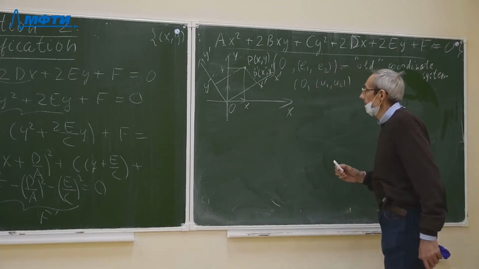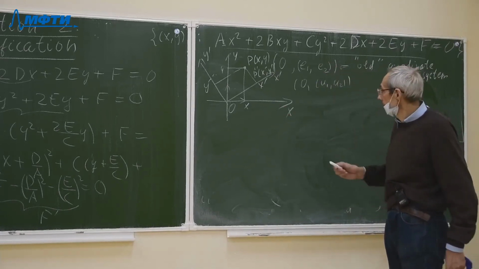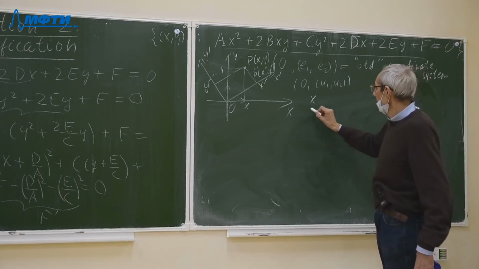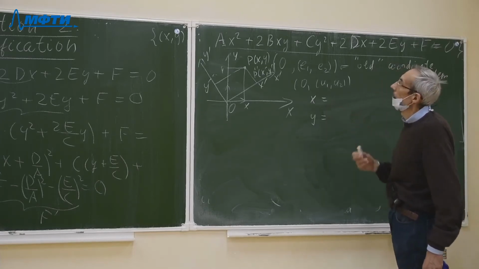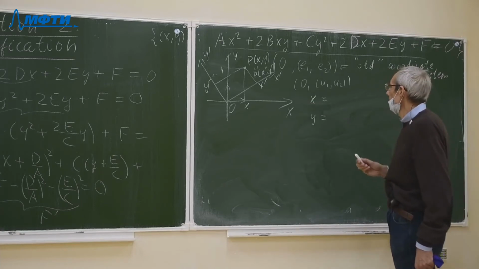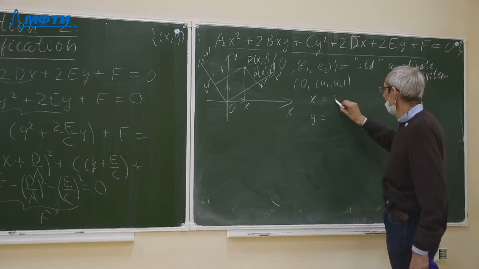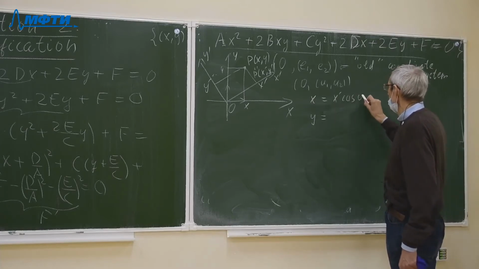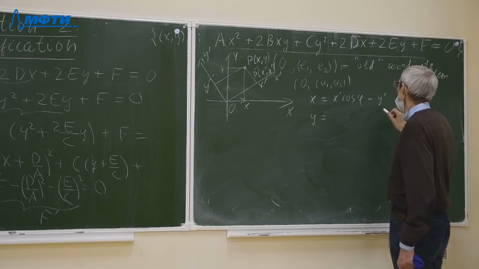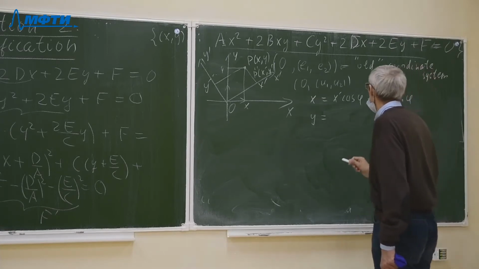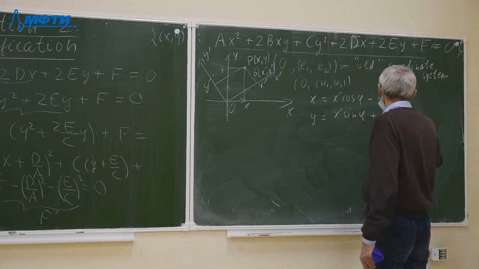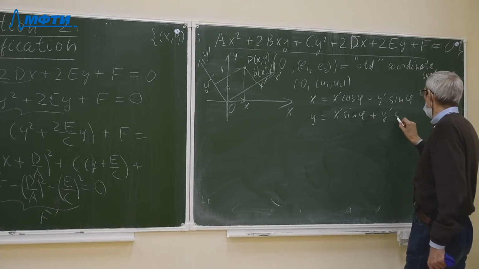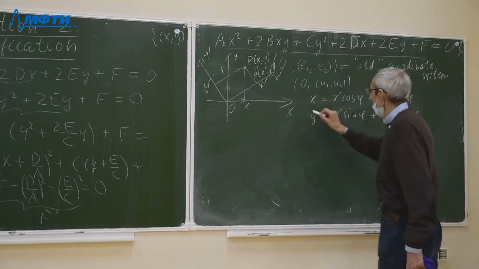And we have the following relation between old coordinates and the new coordinates. x, y are expressed in terms of x prime, y prime by the following formulas: x is equal x prime cosine phi minus y prime sine phi, y is equal x prime sine phi plus y prime cosine phi.